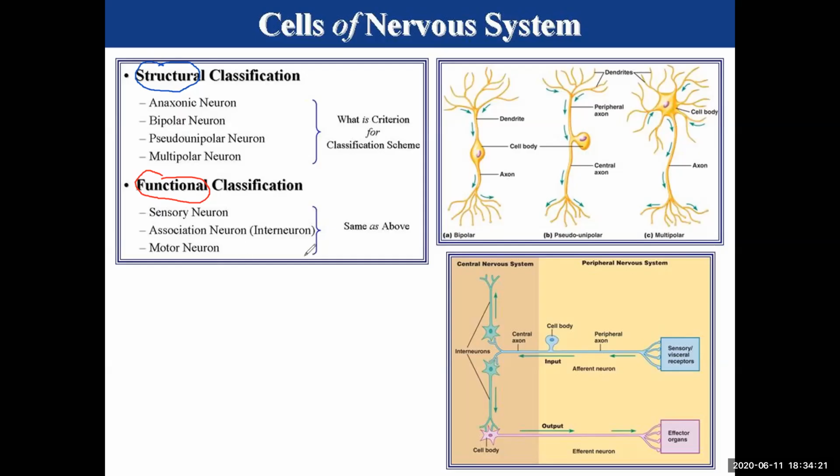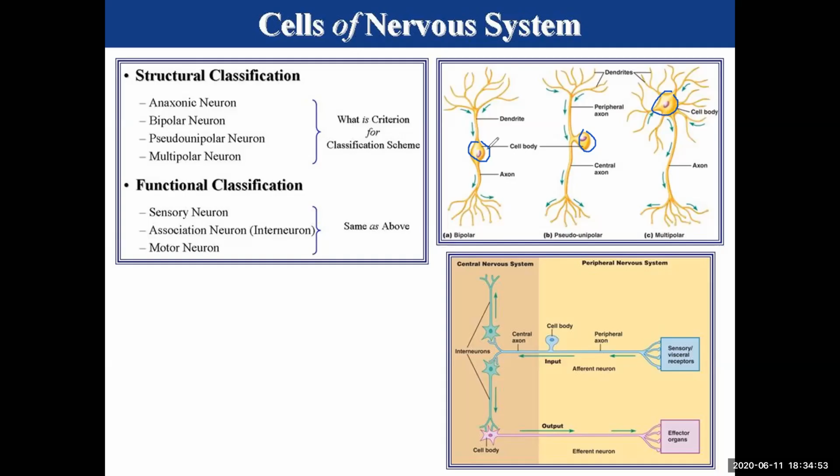Now, how do we classify a neuron as a central neuron or as a peripheral neuron? You pay attention to their cell bodies. So I'm going to highlight here all the cell bodies in blue, the cell body here, the cell body here, and this cell body. Now you need to know the exact location of their cell bodies.